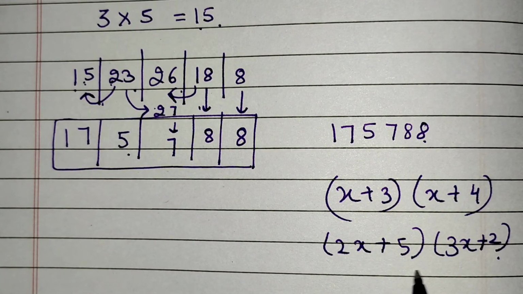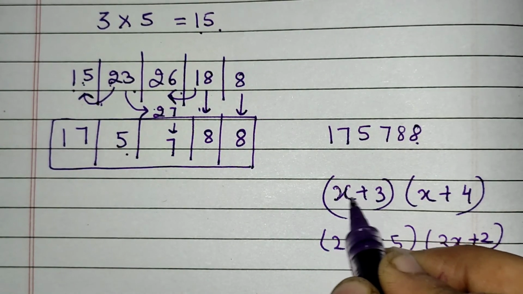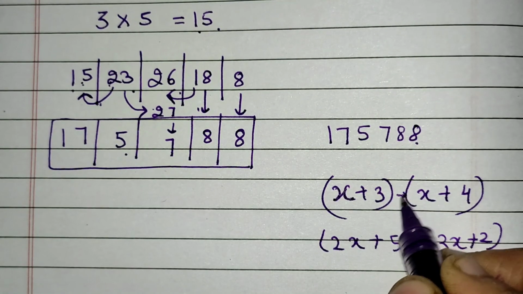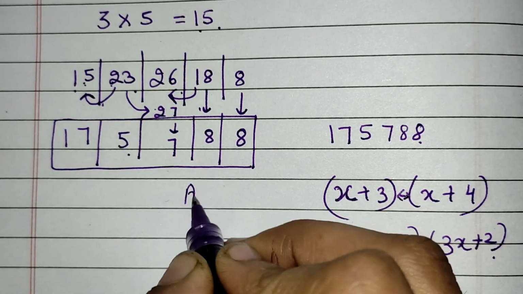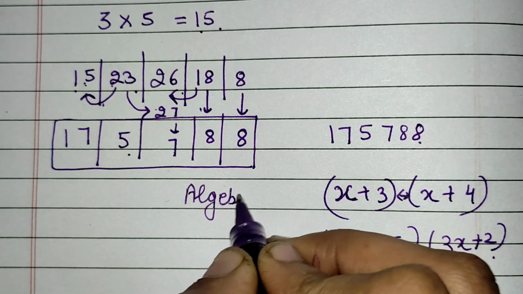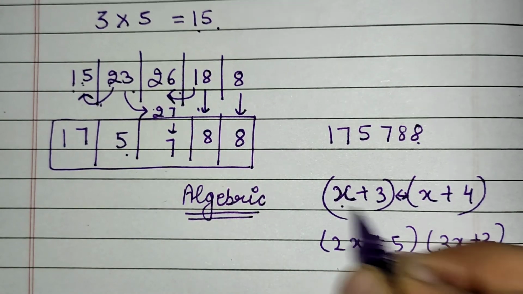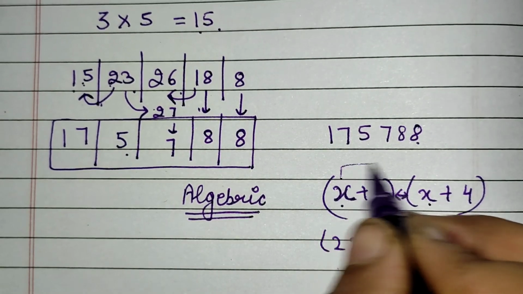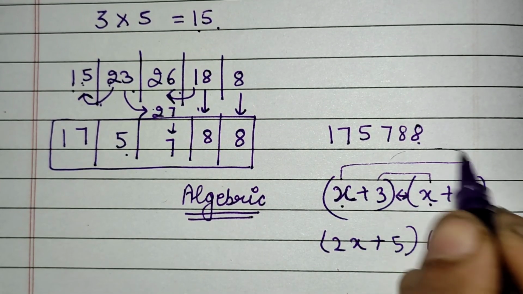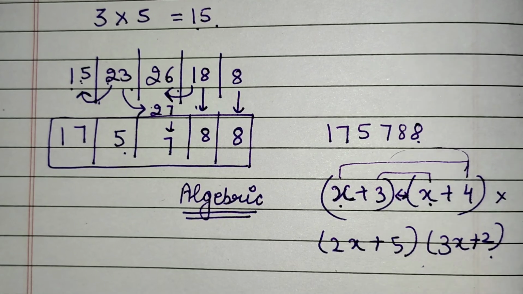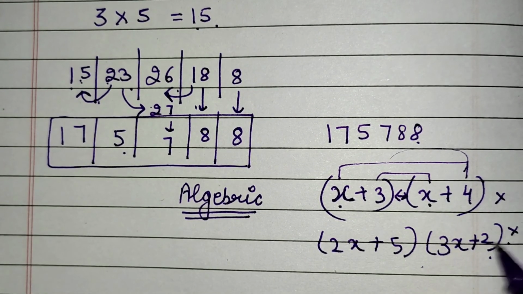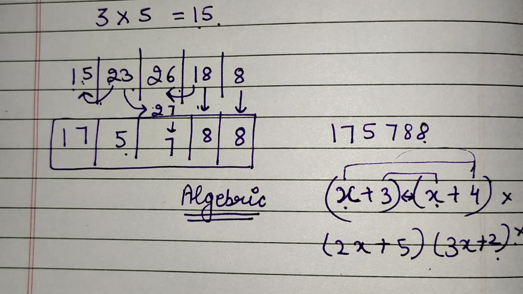So let's meet in the next video, in which we will learn how to do fast multiplication of algebraic expressions without expanding them. Right? We do not need to do this: x into x will be x square plus 4x plus 3x plus 12. This kind of calculation we do not need to do while expanding our algebraic expressions; we can solve algebraic expressions in a similar manner.